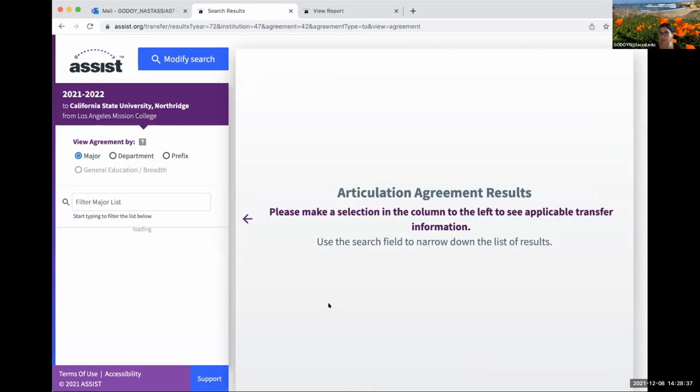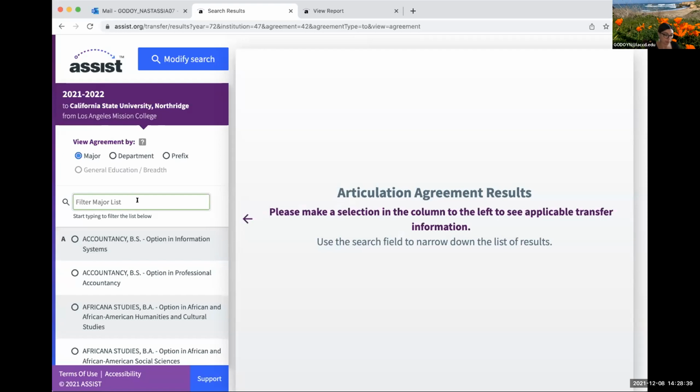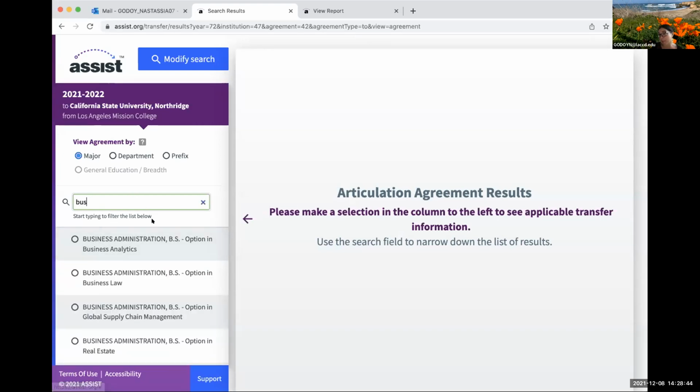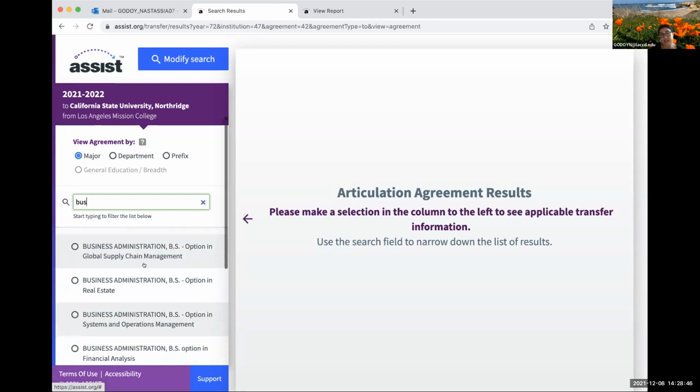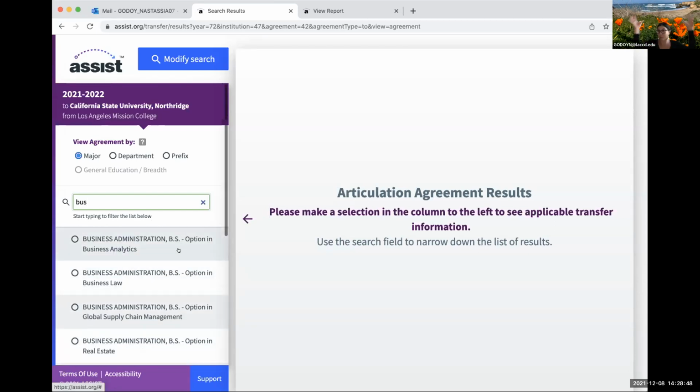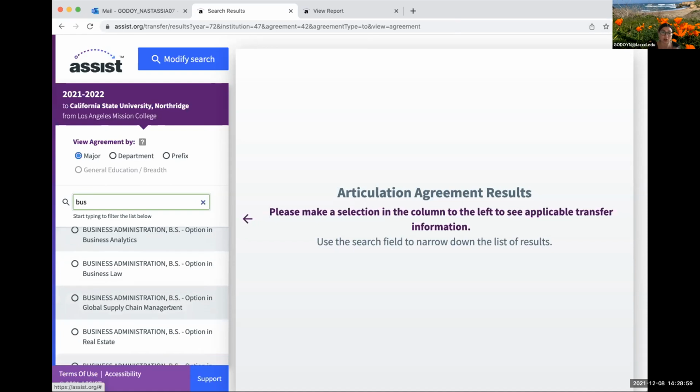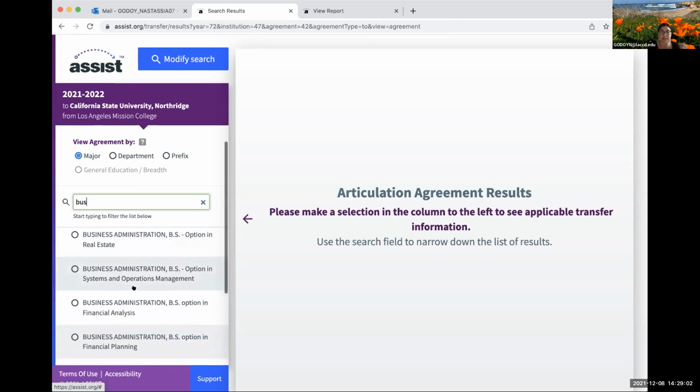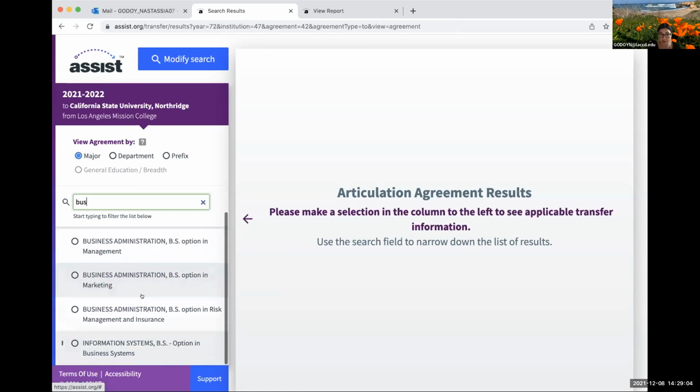Then I click on View Agreements. The major that we're going to look at is business because someone mentioned business. So here, if I start typing business, I can see that CSUN has all these different options that are in the umbrella of business administration. So what this means is that the major would be business administration with an emphasis in one of these options. So there's an option in business analytics, business law, global supply chain management, real estate, systems operations, financial planning, etc. Lots of choices at CSUN. Not all majors will have this, but some will.